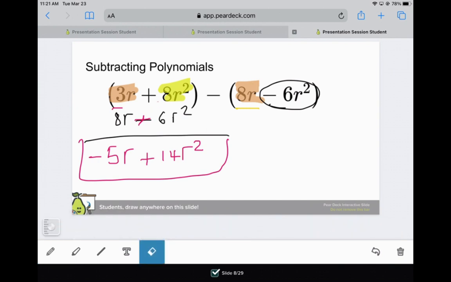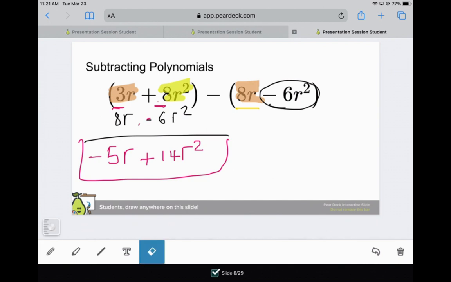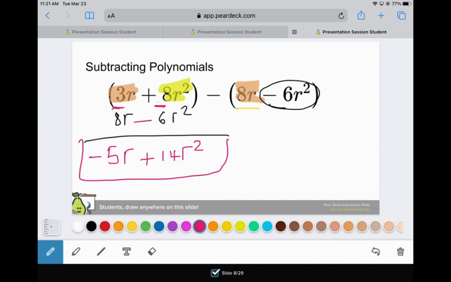It seemed like extra work. Like, Miss Wynn, do I have to? You don't have to, but it's very useful for you to do it. I do it myself so that I won't make that silly mistake. Okay. So minus a negative turns into positive, give me 14r squared.